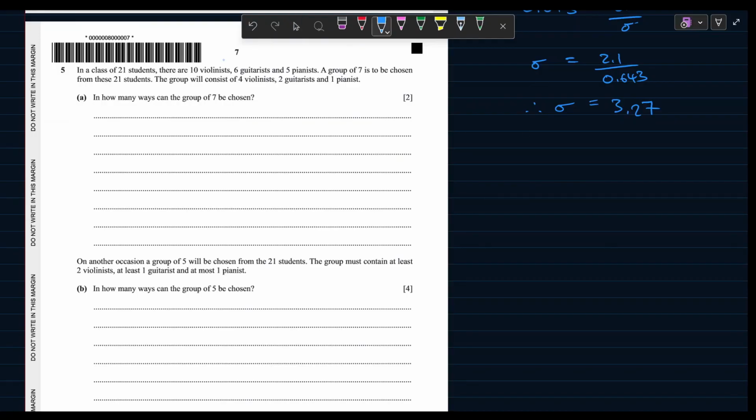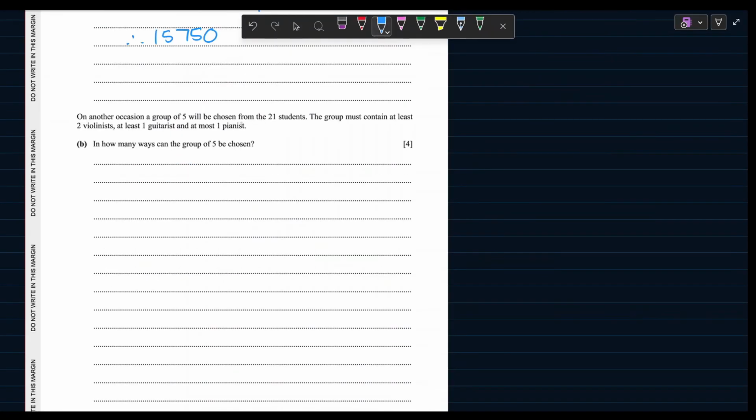Alright, so we want to pick 4 violinists from 10. So that's 10 choose 4. Multiplied by, we want to pick 2 guitarists from 6, so 6 choose 2, and we want to pick 1 pianist from 5, so that's 5 choose 1. Okay, so let's simplify this. This is 10 choose 4 multiplied by 6 choose 2 multiplied by 5 choose 1. This gives us 15,750.